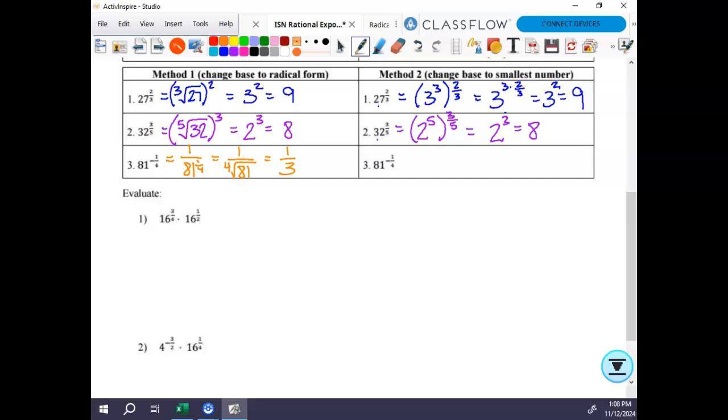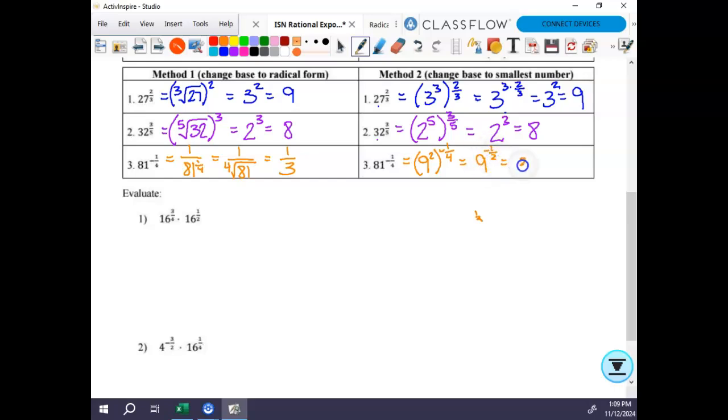Now, if it says change the base to the smallest number, you could make that 81 9 squared, right? I mean, that works, but that's not the smallest number, so I can't use just 9 squared, but you can always do that and then do it again. Let me show you what I mean. I know that that is 9 squared, so that's going to be to the negative 1/4 power, right? So when I multiply 2 times the negative 1/4 power, what does that give me? What's 2 times 1/4? 1/2. So this would give me 9 to the negative 1/2 power.